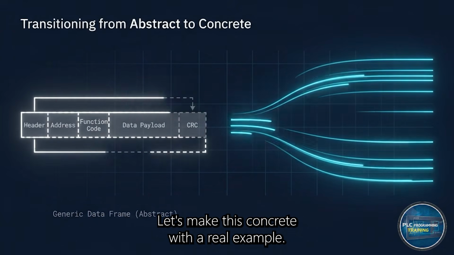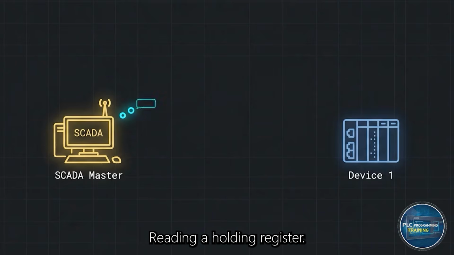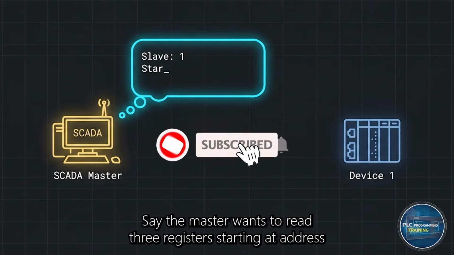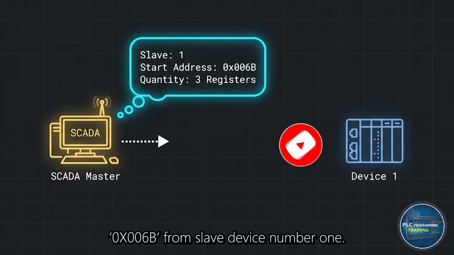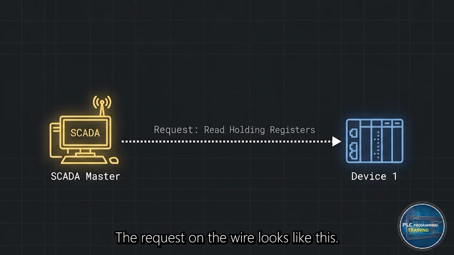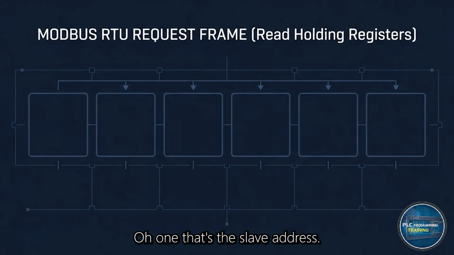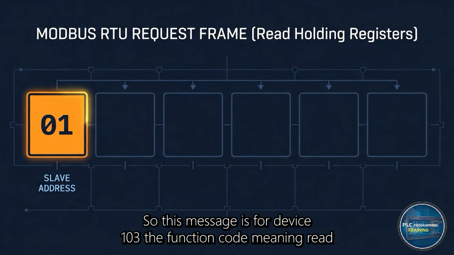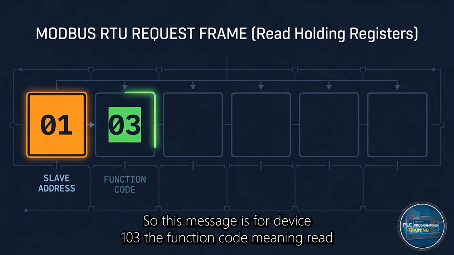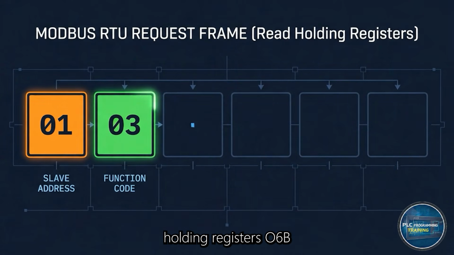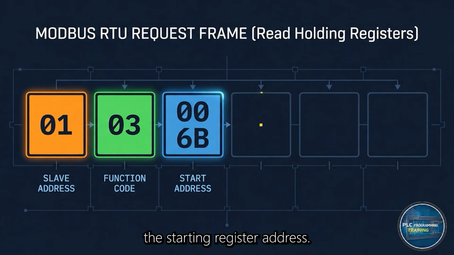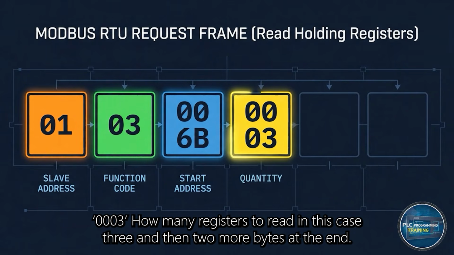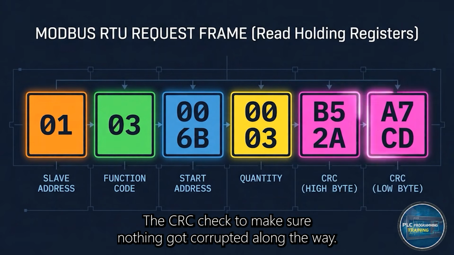Let's make this concrete with a real example. Reading a holding register, say the master wants to read 3 registers, starting at address 0x006B from slave device number 1. The request on the wire looks like this. 01, that's the slave address, so this message is for device 1. 03, the function code, meaning read holding registers. 006B, the starting register address. 0003, how many registers to read, in this case 3. And then 2 more bytes at the end, the CRC check.